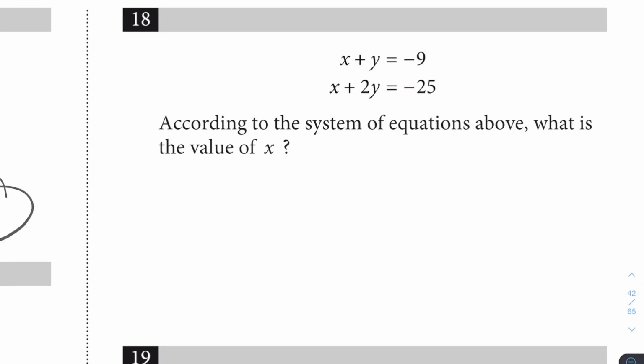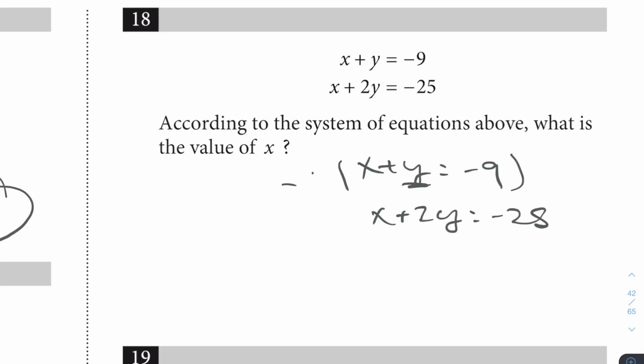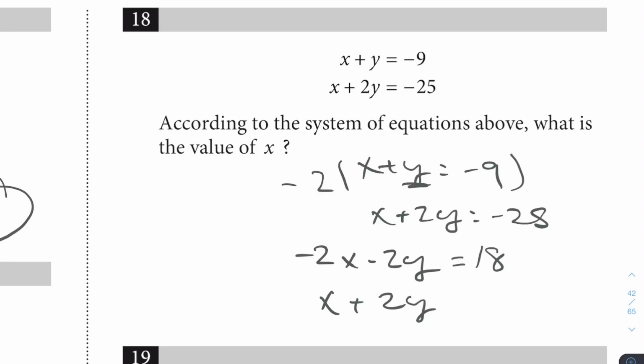For this question, it's asking us what is the value of x. So we just have to solve for x. So let's eliminate y. So x plus y equals negative 9. x plus 2y equals negative 25. So to cancel this y, we'll have to make this one equal to negative 2. So multiply this whole equation times negative 2. So we get negative 2x minus 2y equals 18. And here we'll get x plus 2y equals negative 25. Then these y's cancel out.